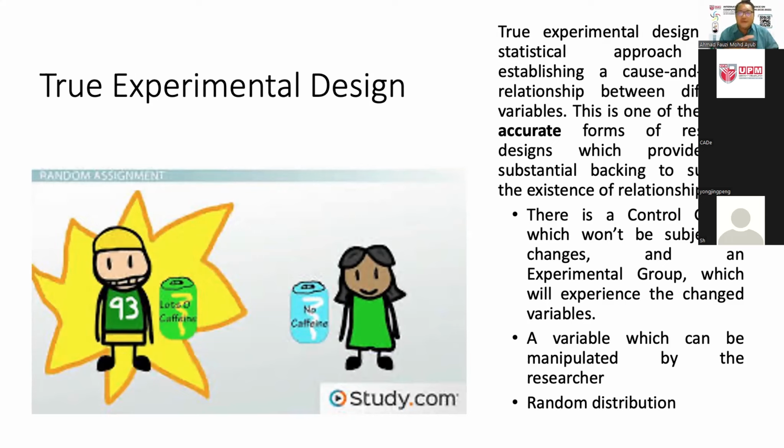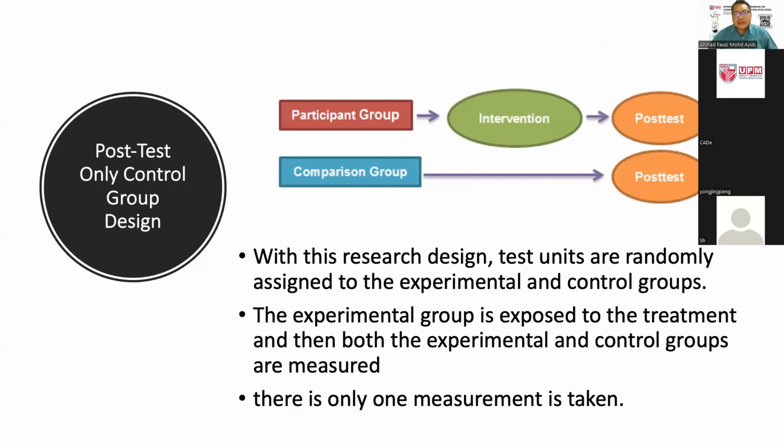So if you randomize your respondents at an early stage, then you are conducting the true experimental design. Later on, we have what we call a quasi-experimental design. So these are the differences between these two. And for the true experimental design, we select the students randomly. So we have the pre-test and post-test, and we have the only post-test.